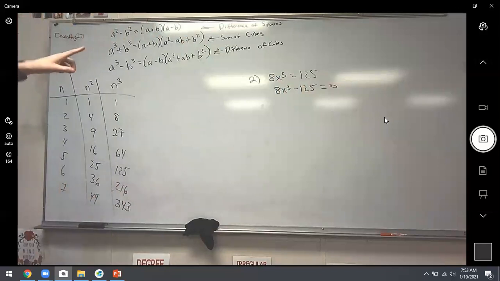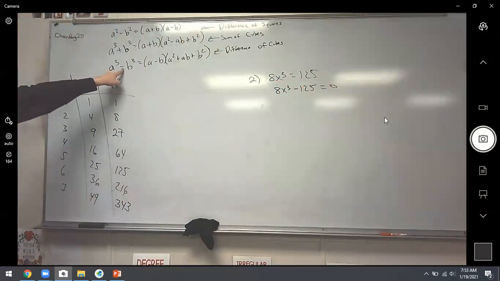Well, I see something cubed minus something. So the first thing that jumps in my mind is maybe this is a difference of two things that are cubed. Maybe.